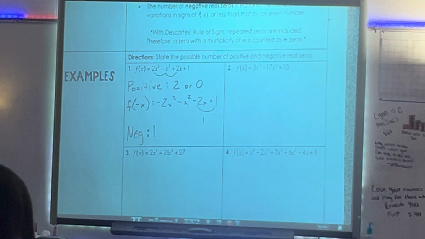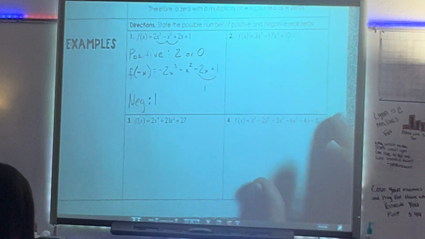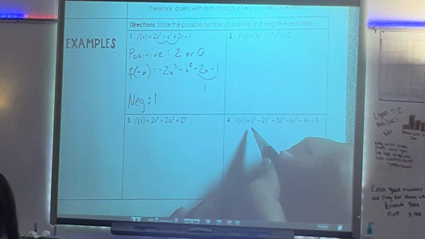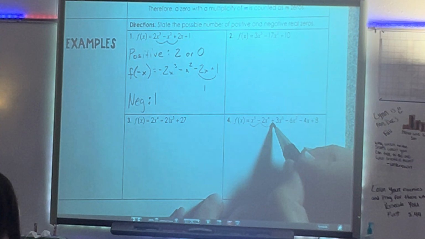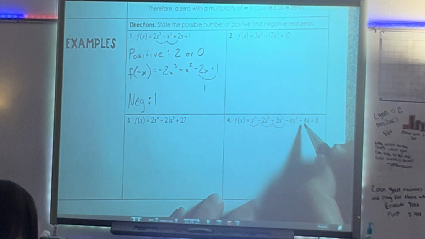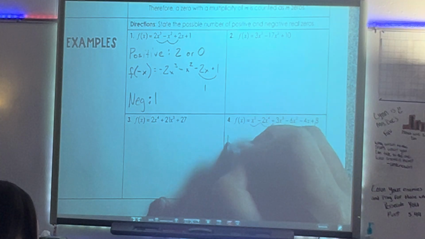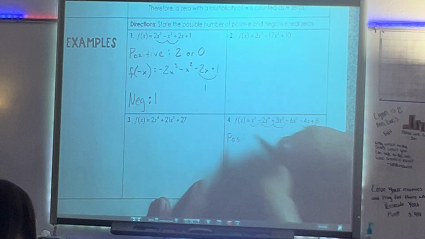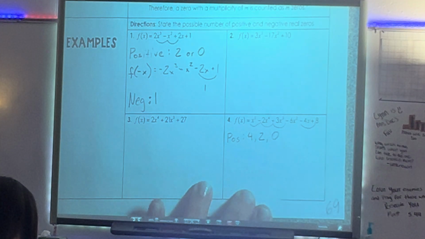All right. Let's go down to 4 because it's kind of a longer one. Are y'all okay with that? All right. So if I look here, I've got a sign change there, a sign change there, a sign change there. That stays the same. Sign change there. So it looks like there's 4. So for my positive options, it could be 4, it could be 2, or it could be 0.